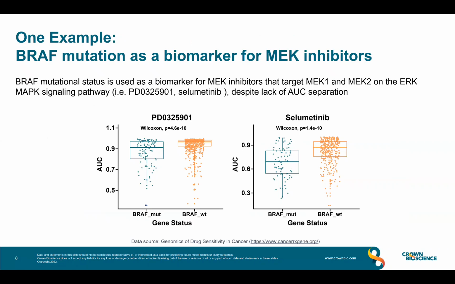Here is one example of a predictive biomarker. BRAF mutation is used as a biomarker for MEK inhibitors that target MEK1 and MEK2 on the ERK MAPK signaling pathway. We can see that both MEK inhibitors show lower AUC of dose response curves, that is, stronger cytotoxicity in the BRAF mutant cell lines than in BRAF wild-type cell lines, with very clear AUC separation.